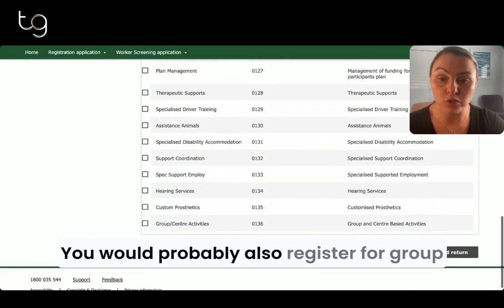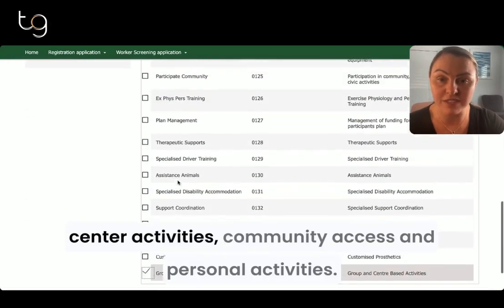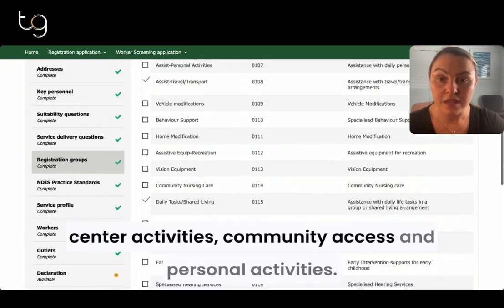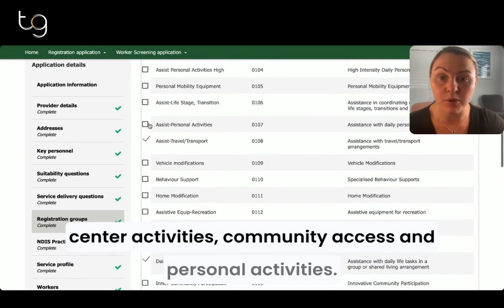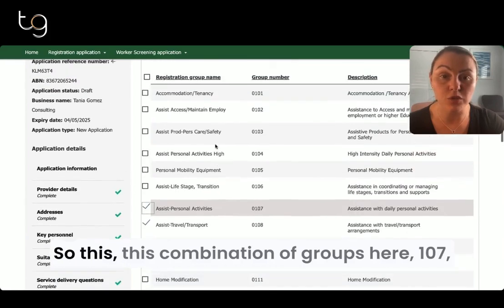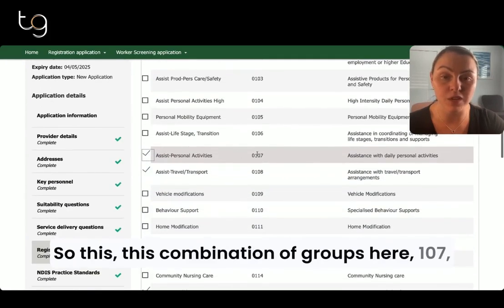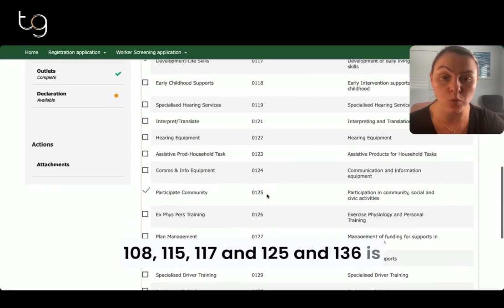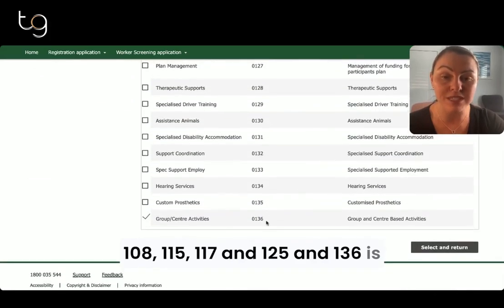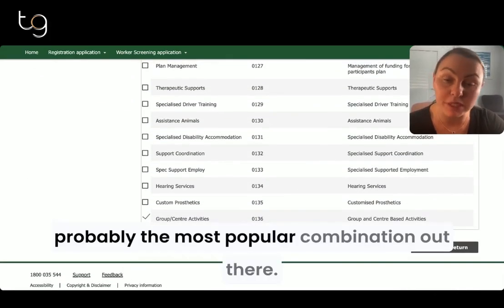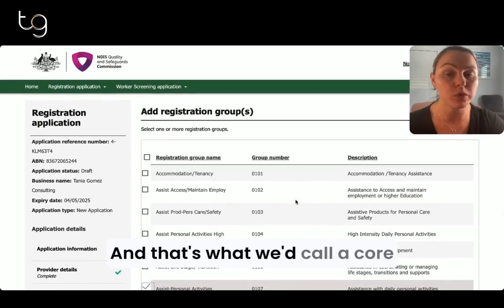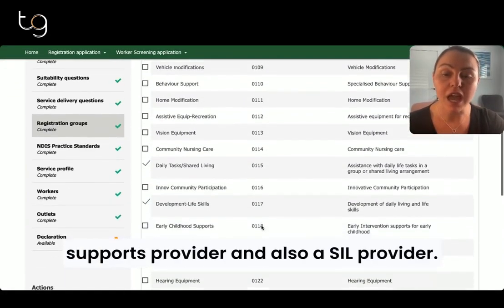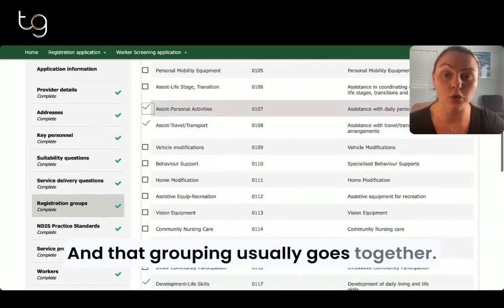You would probably also register for group centre activities, community access, and personal activities. So this combination of groups here, 107, 108, 115, 117, 125, and 136, is probably the most popular combination out there. And that's what we'd call a core supports provider, and also a SIL provider. And that grouping usually goes together.